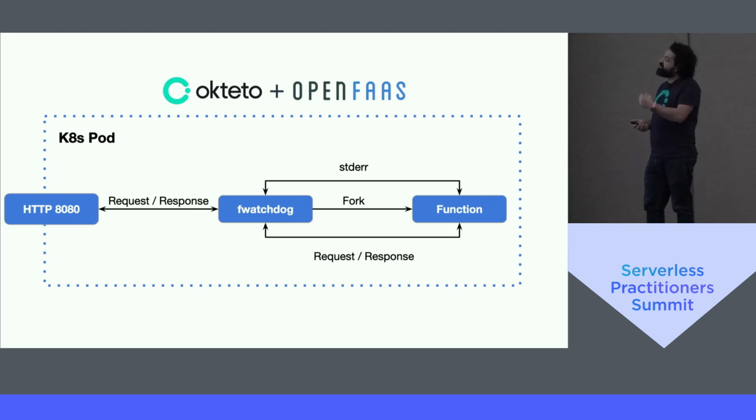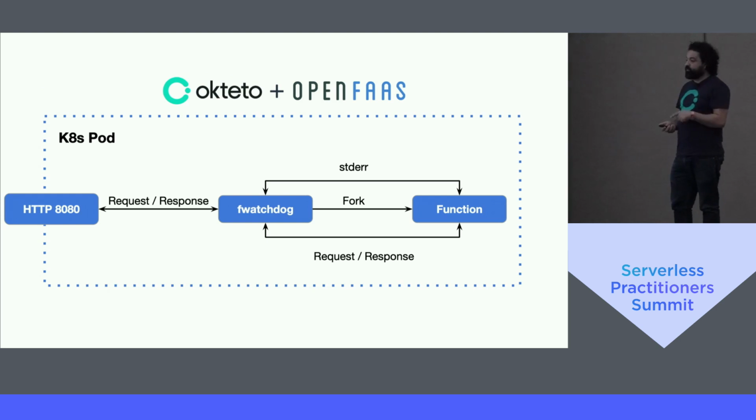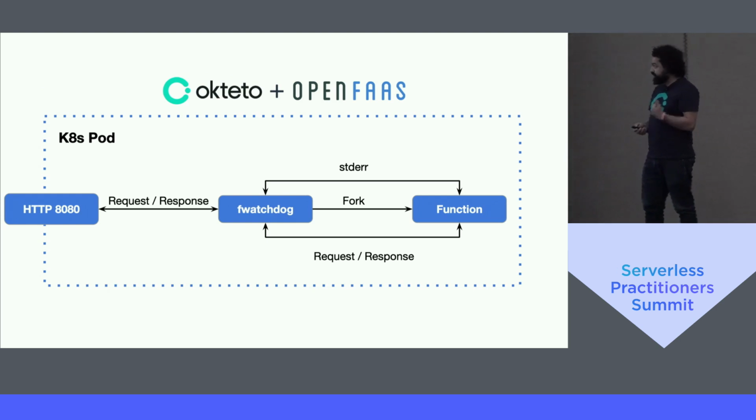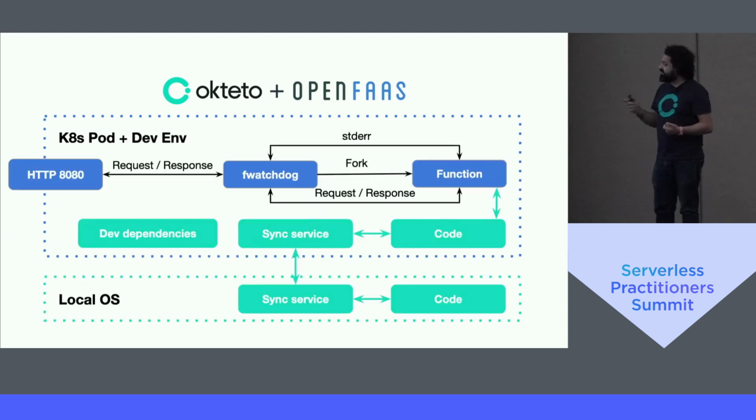The way it works is the watchdog will fork the process, open a channel, and forward the request and response to the function following a contract. In the case of Go, it's through a typical handler. In the case of Bash, it's just input and output. And the response will flow that way. So that is how it works internally. This is how it works when you deploy a function. When you deploy the function with an Okteto dev environment, this is what happens.